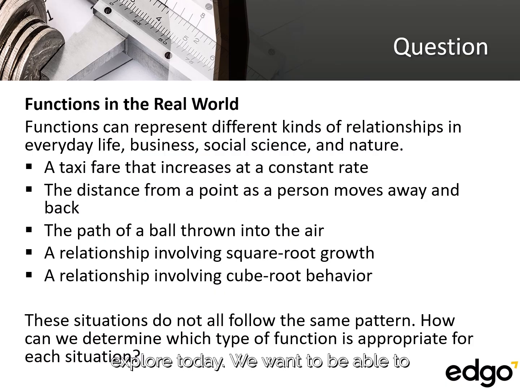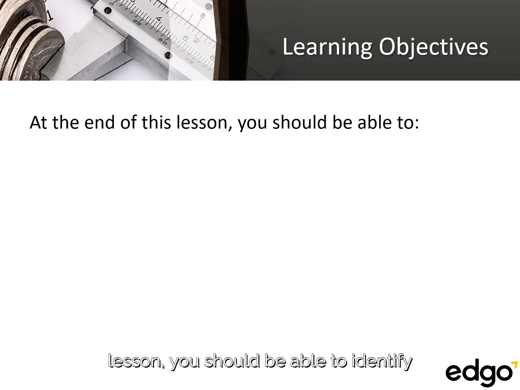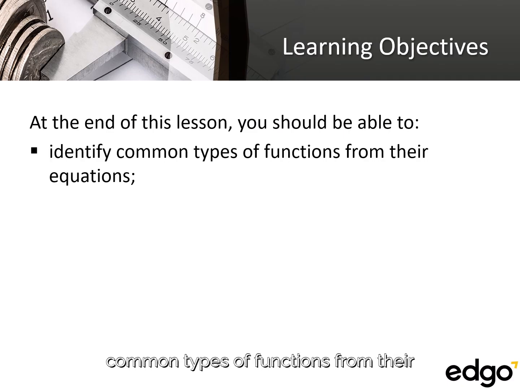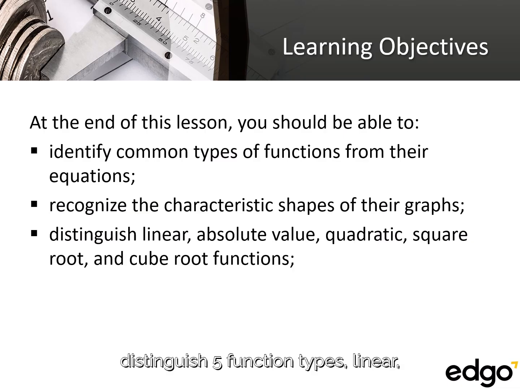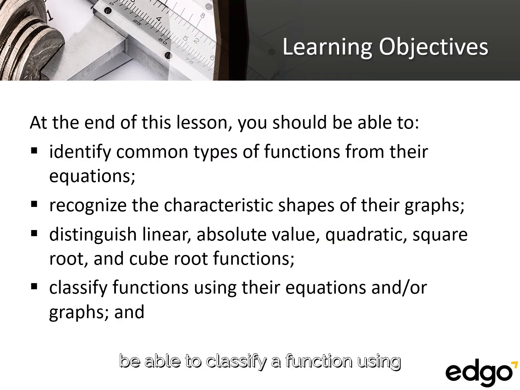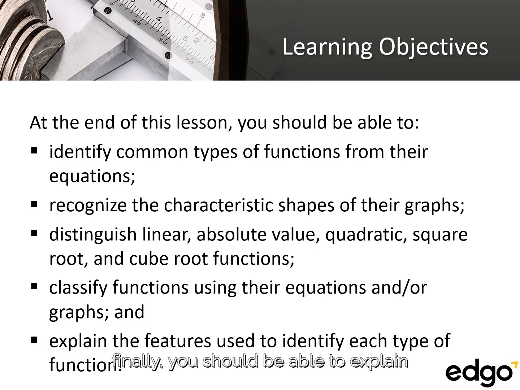We want to be able to look at a mathematical relationship and recognize the type of function that can represent it. By the end of this lesson, you should be able to identify common types of functions from their equations. You should also be able to recognize the characteristic shapes of their graphs. More specifically, we will distinguish 5 function types: linear, absolute value, quadratic, square root, and cube root. You should also be able to classify a function using either its equation or its graph. And finally, you should be able to explain what features helped you identify the function.